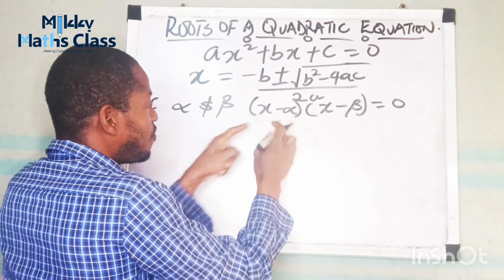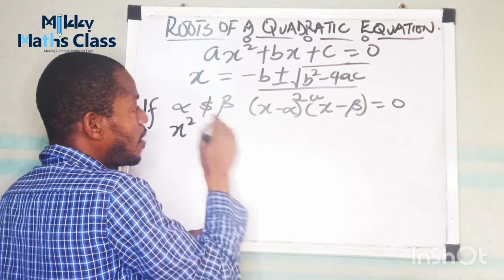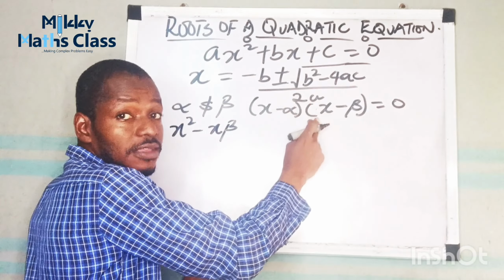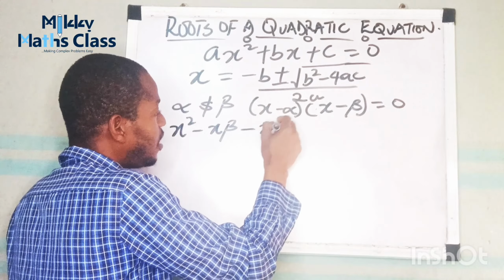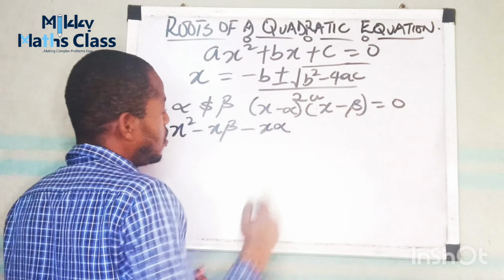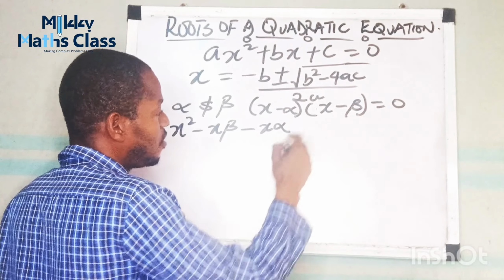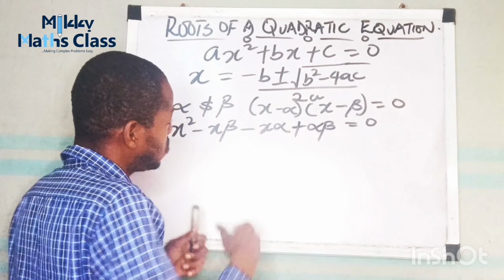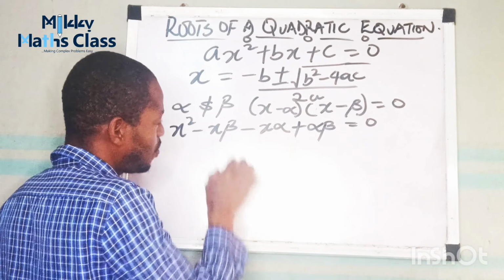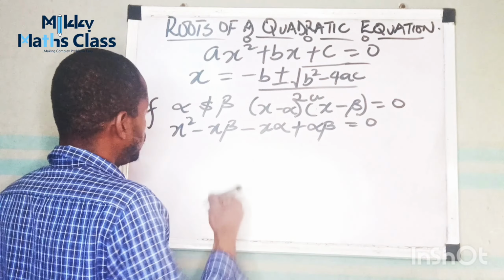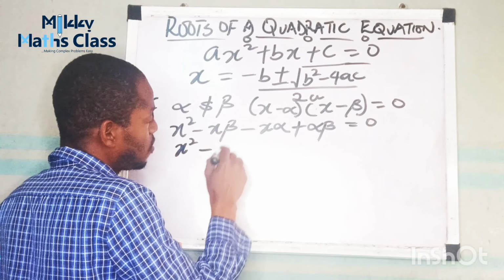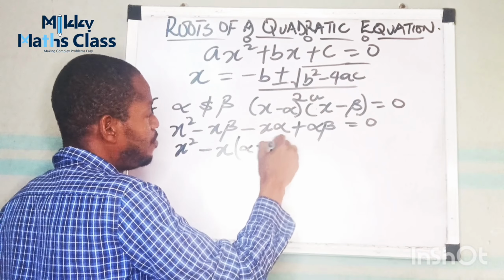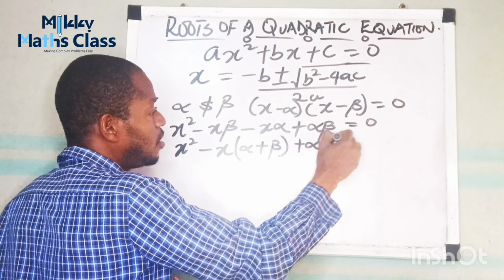When we expand this using the FOIL method, x times x, we have x squared; x times negative beta, negative x beta; negative alpha times x, negative x alpha; and negative alpha times negative beta, plus alpha beta, equals 0. Now the next thing we do, we break it down. We can factorize x out from the x alpha and x beta, so this becomes x squared minus x into bracket alpha plus beta, plus alpha beta equals 0.